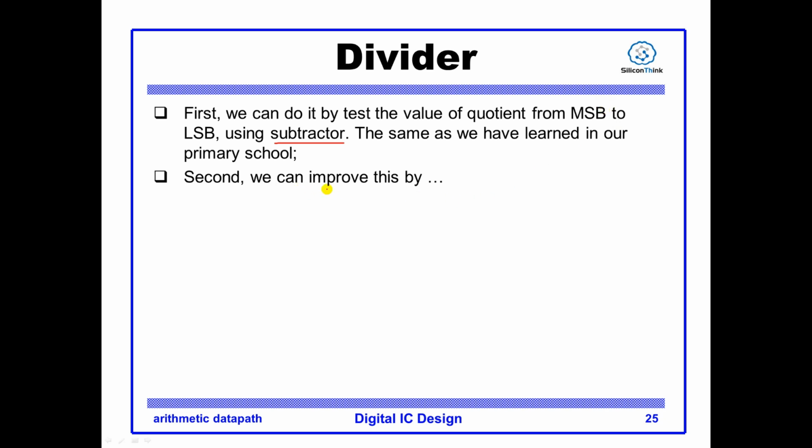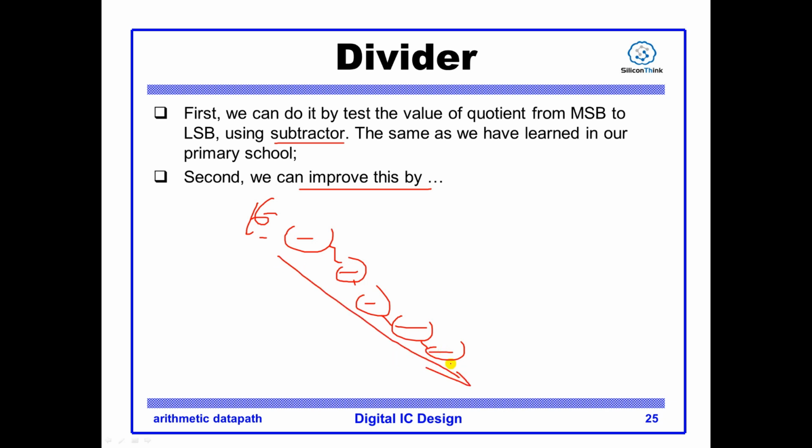So can we improve this? If the process is serial, such as if you want to do a 16-bit divider, you need 16 subtractors cascaded to each other, so the delay is very big. So can we improve this?